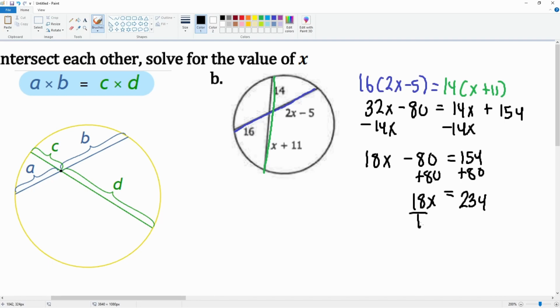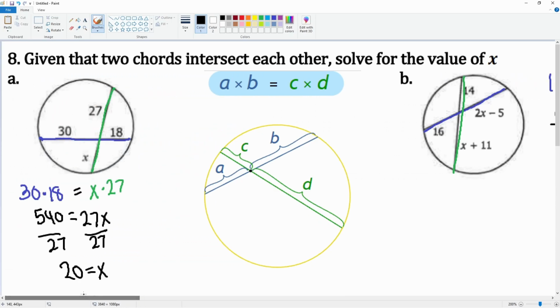18x, divide by 18, divide by 18. Okay, 234 divided by 18 gets you 13. So there you go. That is how you use the intersecting chords property to solve for a missing value.